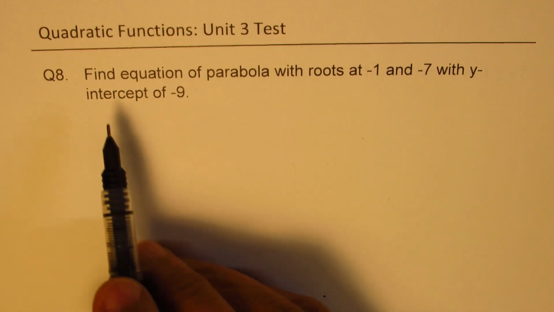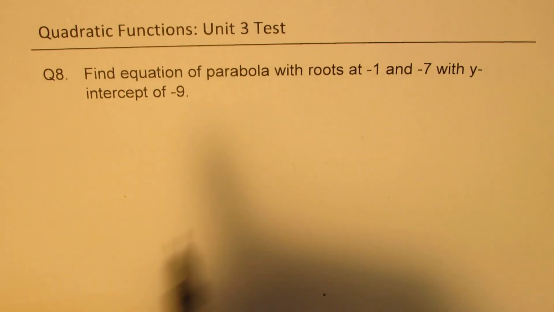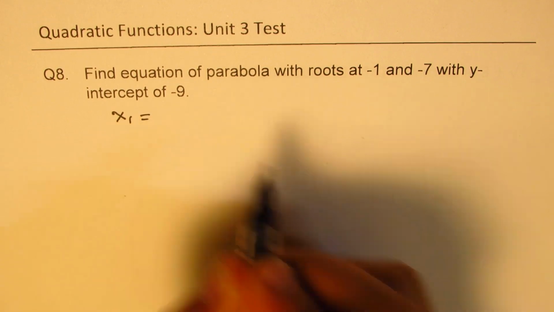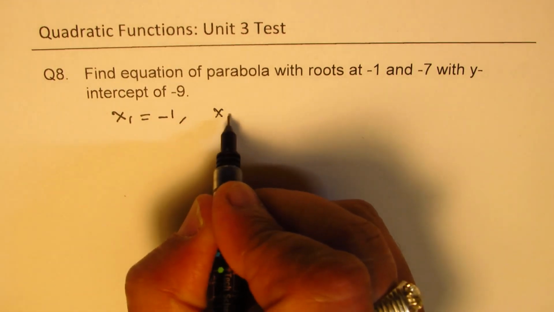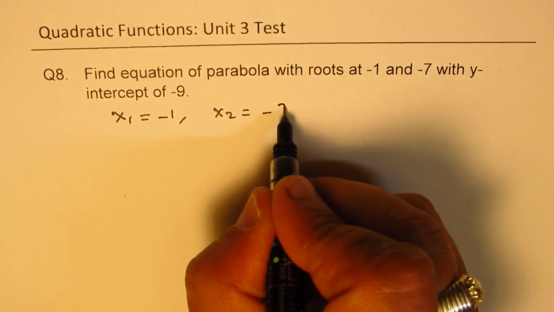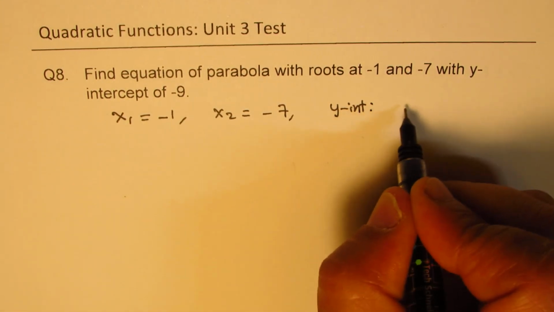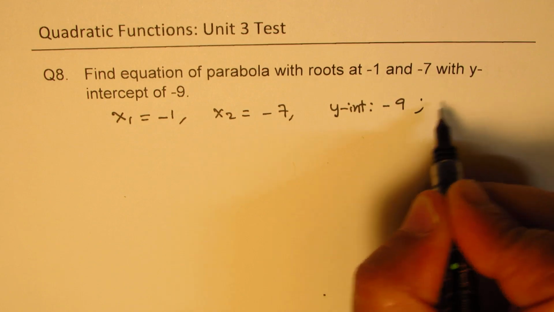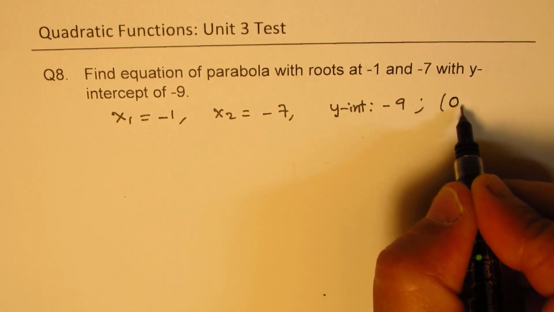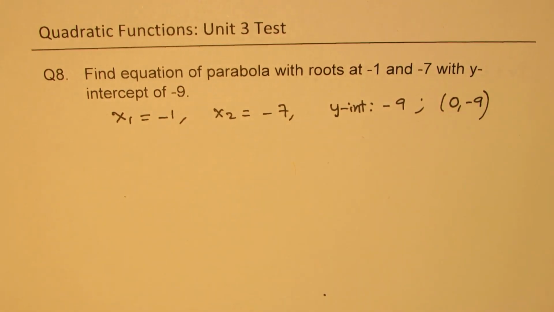Question number 8. Find the equation of a parabola with roots at, so we have two roots, x1 is at minus 1, x2 is at minus 7, and we have a y-intercept. So the y-intercept is at minus 9. That means the point has an x value of 0, right? That is how you get your point.